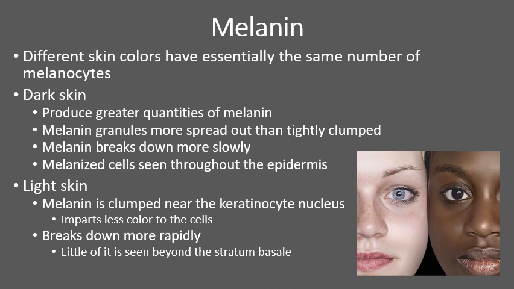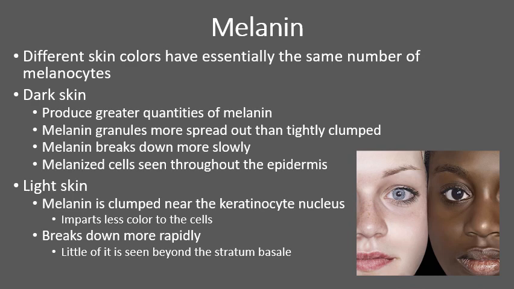Different skin colors have essentially the same number of melanocytes. So we all have about the same number of melanocytes. But in dark skin, the melanocytes produce a lot more melanin than in lighter skin. The melanin granules are more spread out rather than tightly clumped together. The melanin breaks down very slowly, and melanized cells are seen throughout the epidermis.